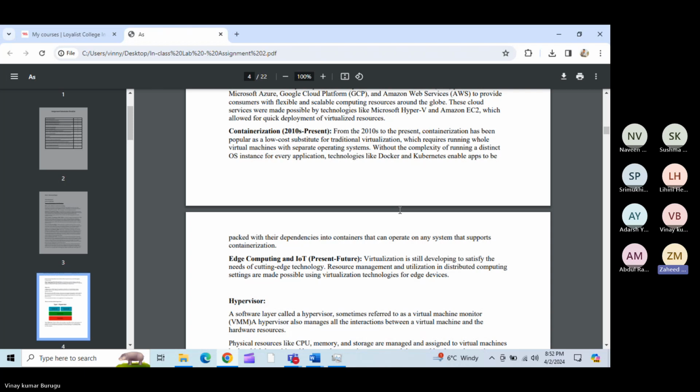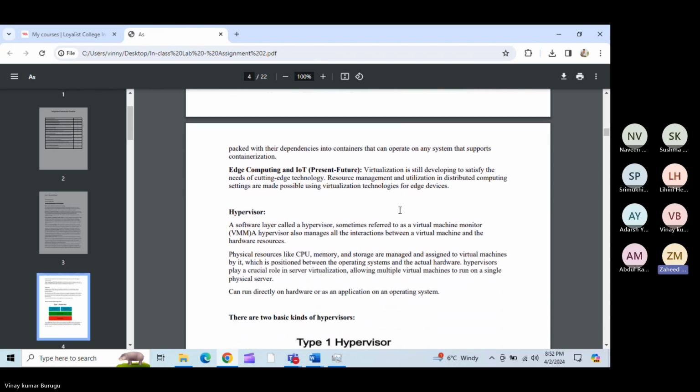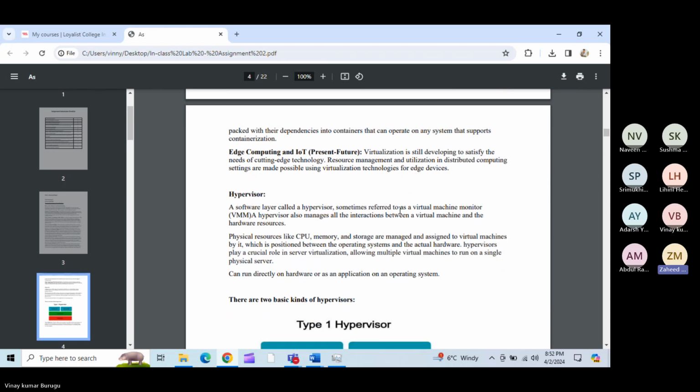system that supports containerization. And then next, edge computing and IoT, the present and future. Virtualization is still developing to satisfy the needs of cutting-edge technology. Resource management and utilization in distributed computing settings are made possible using virtualization technologies for edge devices.